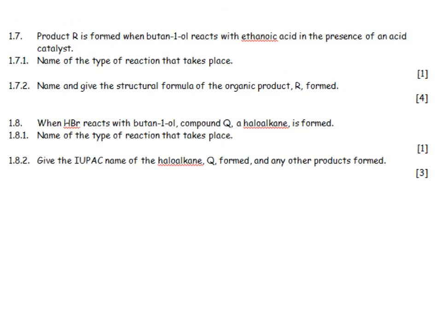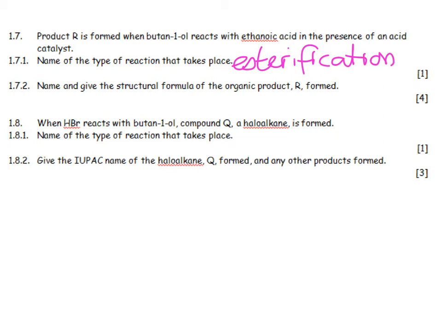Product R is formed when butanol reacts with ethanoic acid in the presence of an acid catalyst. Name the type of reaction. It's an alcohol and a carboxylic acid, so we're into an esterification reaction.